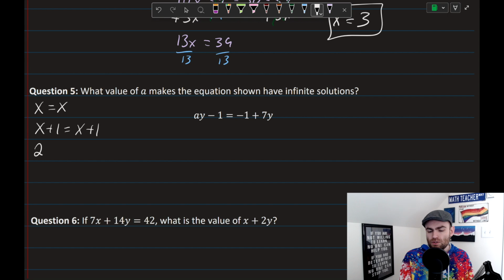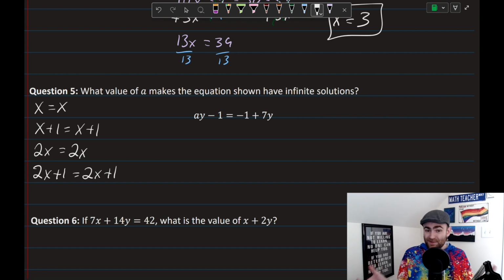What about 2x is equal to 2x? Also the same, right? What if I combine those two last ones together and I get 2x plus 1 is equal to 2x plus 1? It still doesn't matter. So it doesn't matter if we have multiplication or addition happening on either side. As long as both sides are the same, we will have infinitely many solutions.